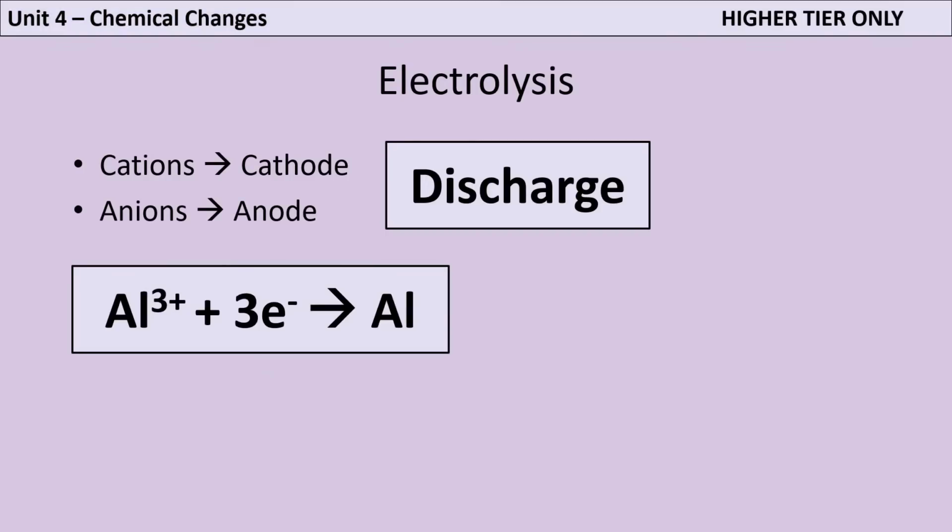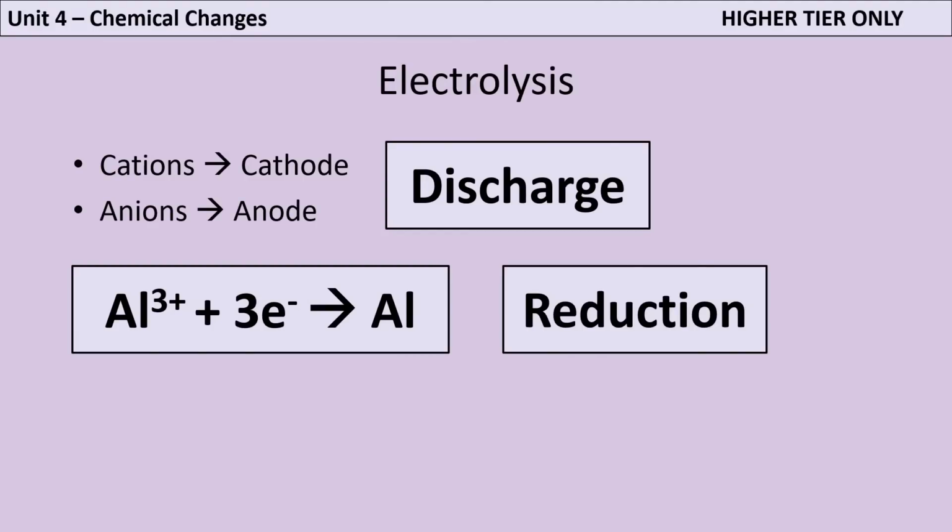If you're taking higher tier only, check out that the header has gone pale, then you need to be able to express those redox changes using half equations. So here, my aluminium 3+ ion gains 3 electrons to turn back into aluminium atoms. And so that's an example of reduction.